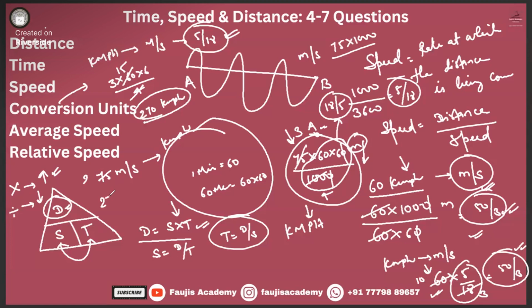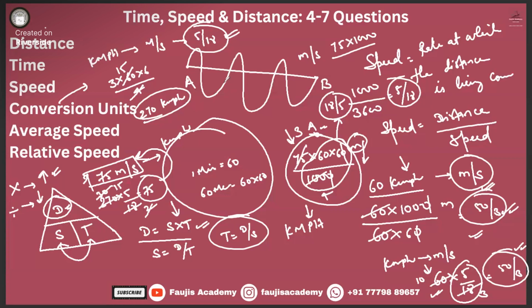Now let's check 270 kmph. Let's turn it into meter per second. How much do we get, guys? 9, 2, 30, 15. Did we get the same? 75. We started with 75 meter per second. Did we close the loop to get the 75 meter per second? Right?